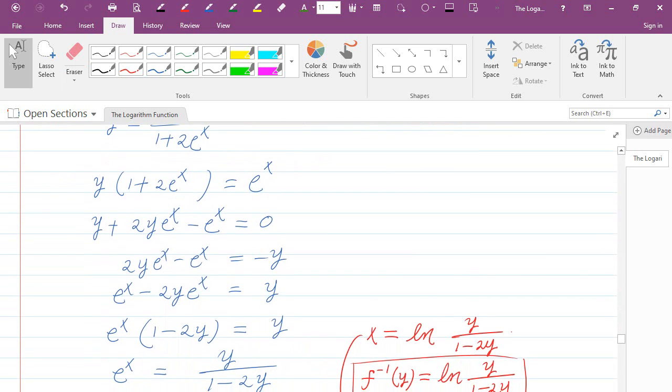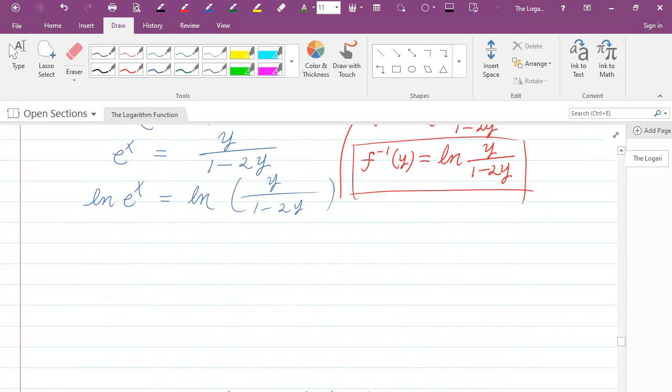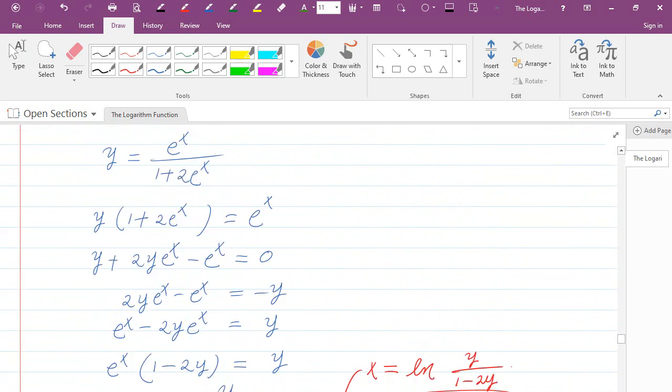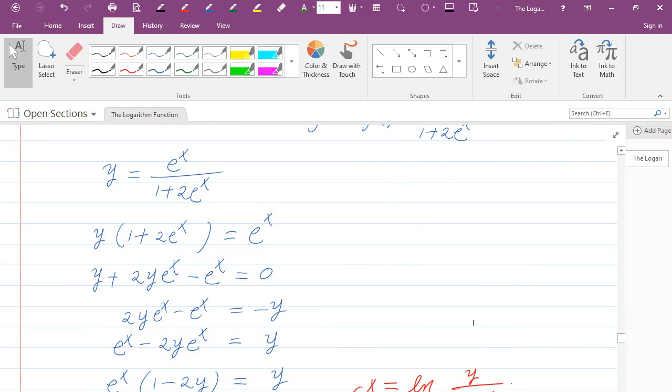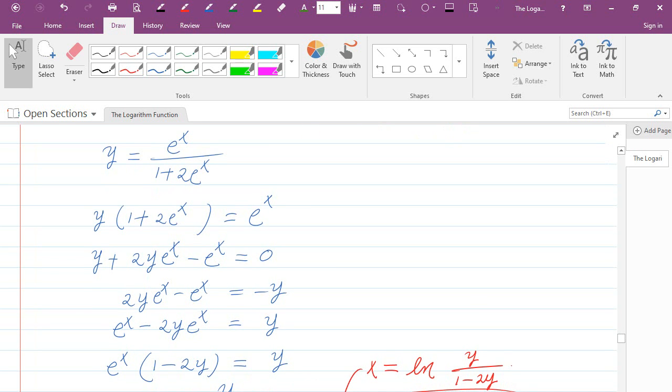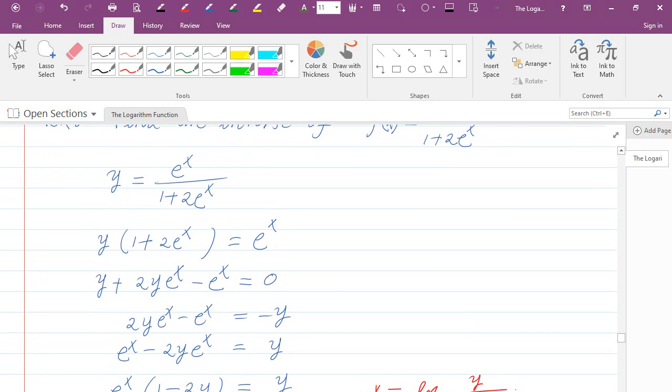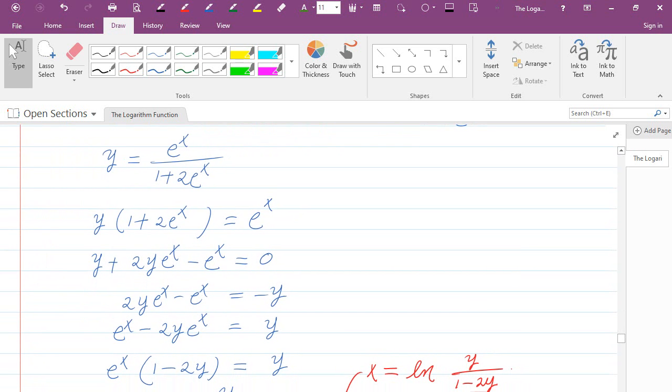Okay, so I kind of did it a little bit differently. When I did it before, I didn't do the swapping yet. Let me just see for a second what I did. Okay, so basically what I'm trying to do here is I'm going to try to solve for x. And so set y to the function and then solve for x.